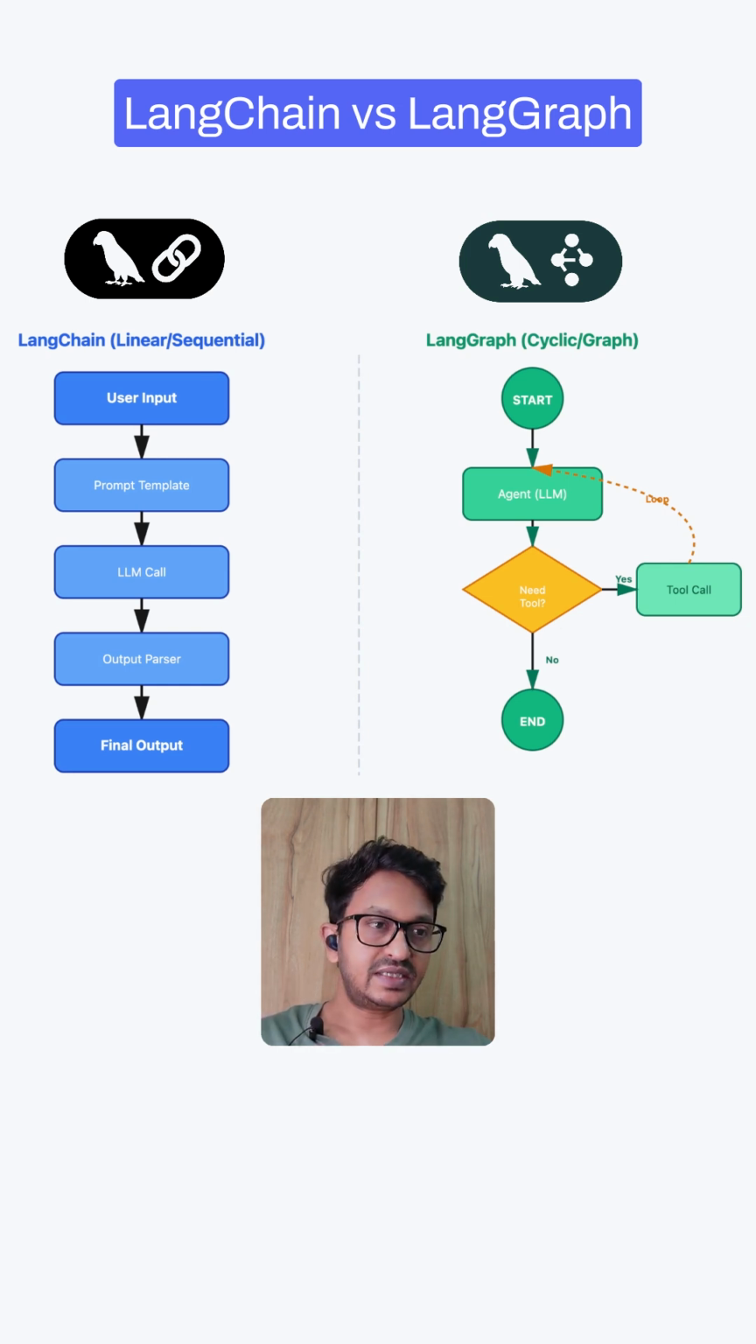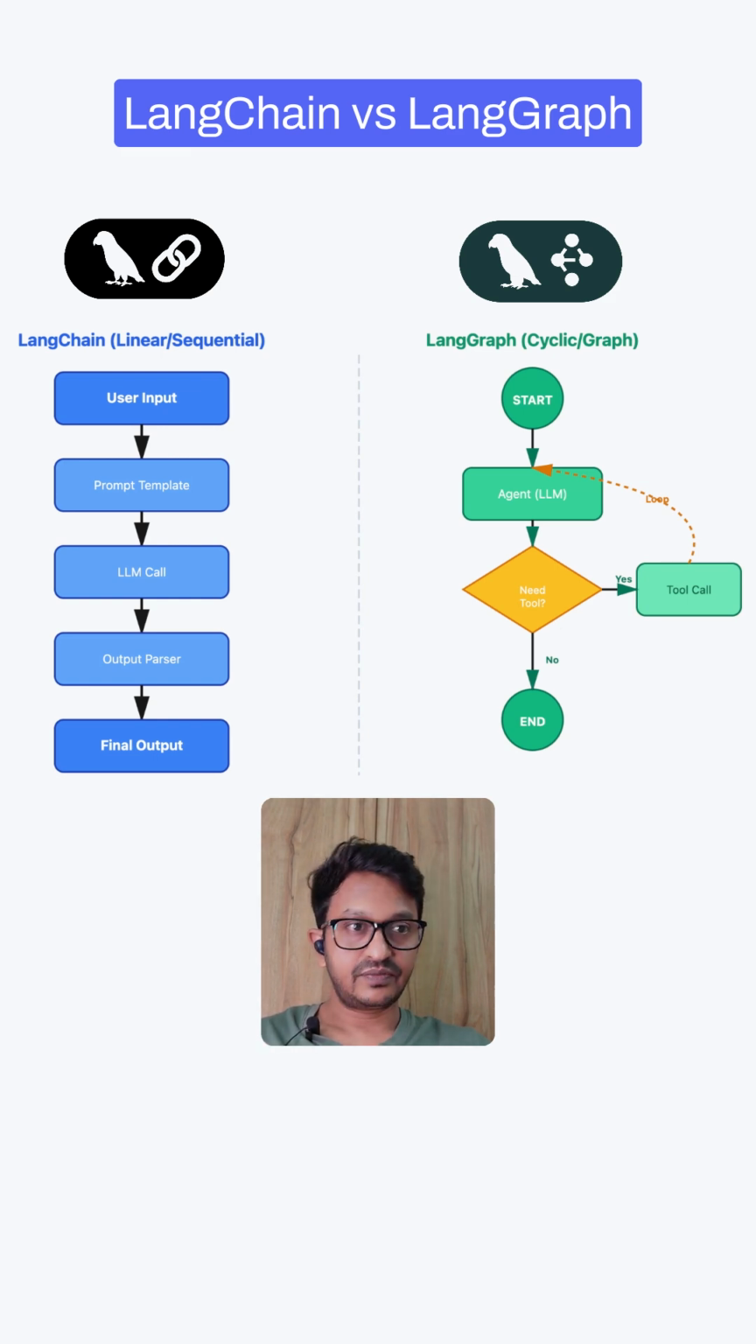It's not very dynamic. Whereas in LangGraph, it is cyclic, graph-based, loops are allowed. It can come back again asking an LLM, hey, did we do this right? If not, what else needs to be done? So that agentic behavior is possible in LangGraph, and that is not possible in LangChain.